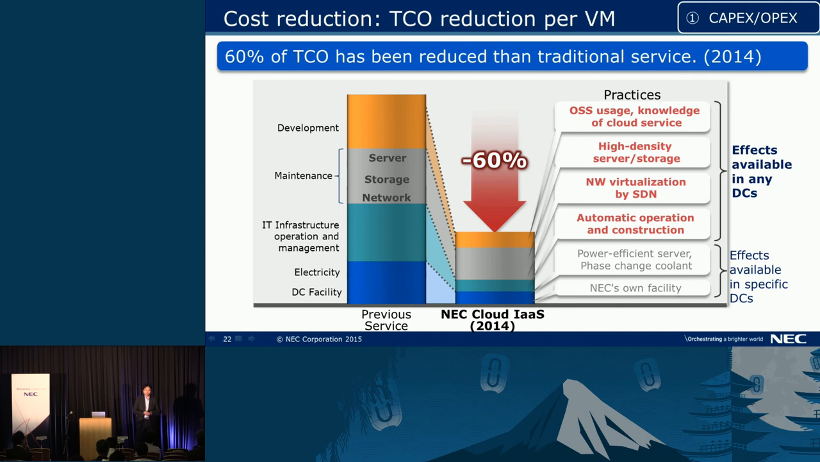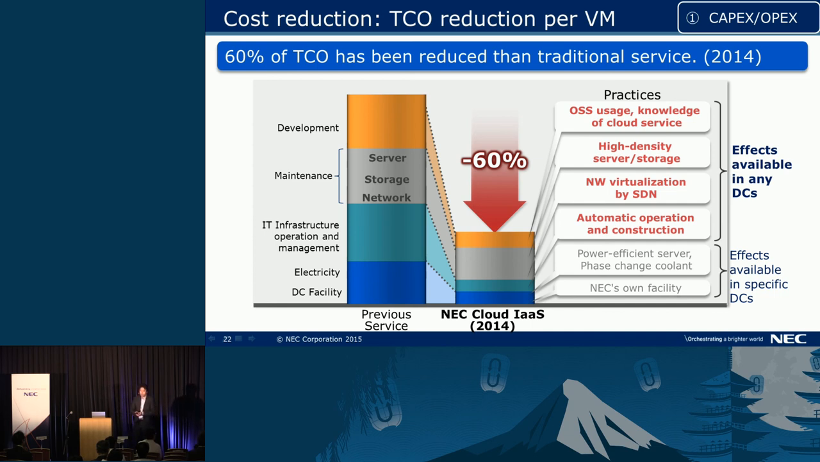This is, for example, as I mentioned, we have already adopted this OSS-based cloud environment in our public cloud. This is a fact, a number for cost reduction. We were successful in reducing TCO by 60%. How did we realize that?